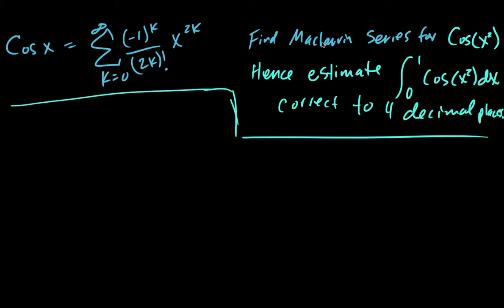Hey math kids, we're going to continue talking about differentiation and integration of Maclaurin series, and this time we're given cosine just like the last video, but we want to find cosine of x squared, and then we want to estimate that integral that's written on the screen. Okay, so the first thing is cosine of x squared. We're just going to use this but plug in an x squared for the x.